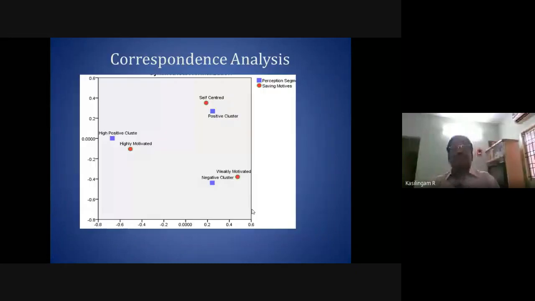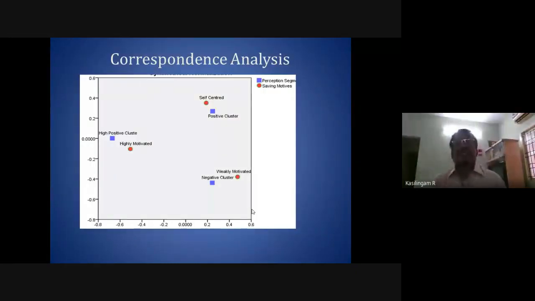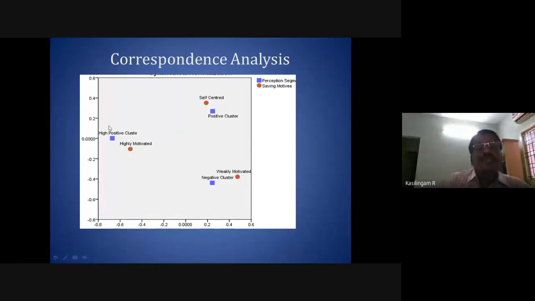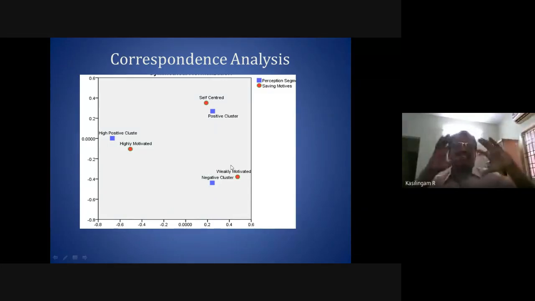Now, correspondence analysis. So now the correspondence analysis result: high positive, highly motivated; self-centered, positive; weakly, the same result. This will give us the same result. Very good. Now, strength of association.